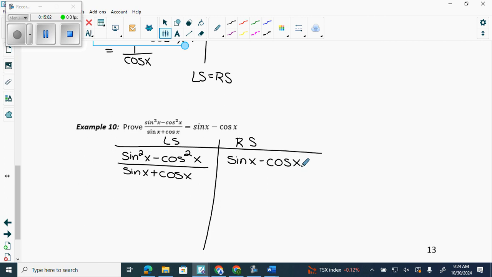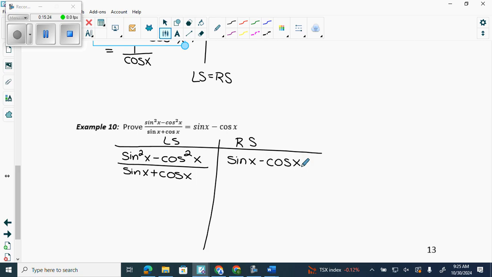So what I get a lot of people doing is they say cos squared x minus sine squared x, and then they're like, oh, those are just backwards. So to take a negative 1 out, I can replace it with negative cos 2x. Does that help us in any way? No. What can we do? The top is a difference of squares.